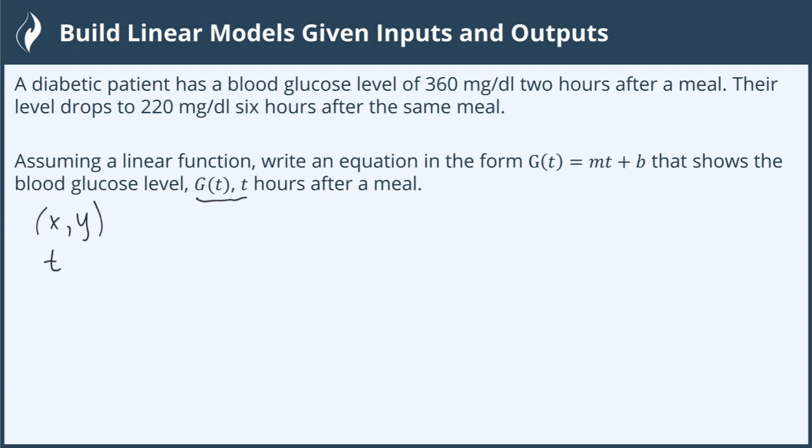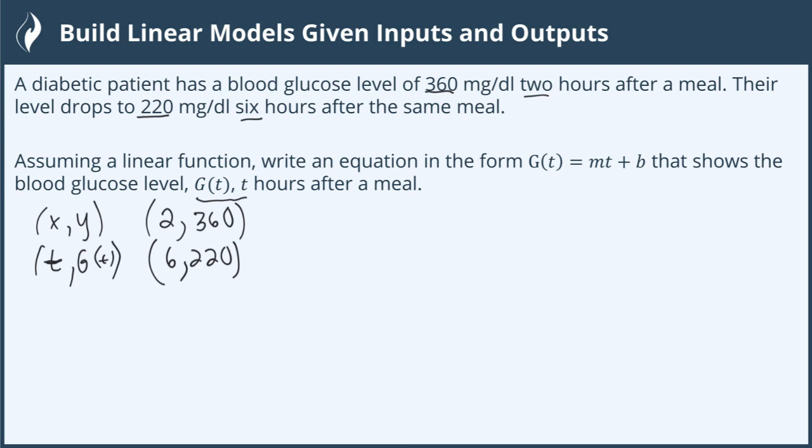So t is what we're going to put in, and g of t is going to be our output. Okay, so that's how we would do this. So our points, we have 360 at 2 hours, and we have 220 at 6 hours. Okay, so our points are t. Remember t is time, so that means I'm going to put the 2 first, and then 360 is my first point. And then the second one, we have 6, and 220 is our second point.